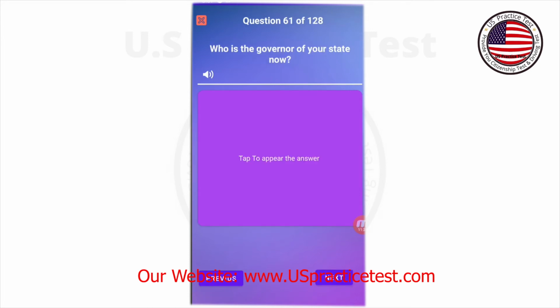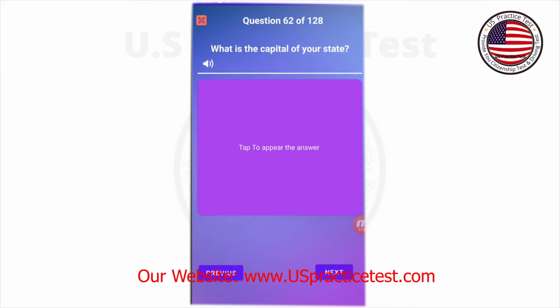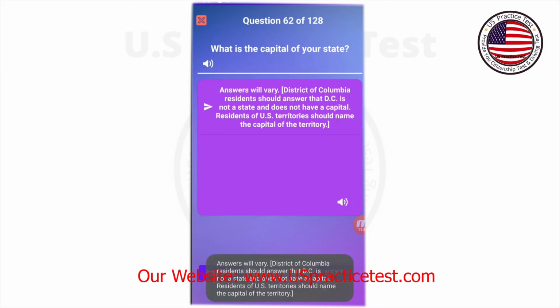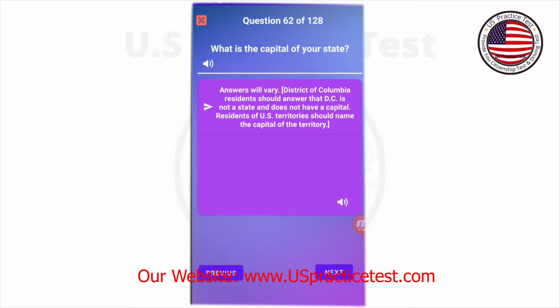Who is the governor of your state now? What is the capital of your state? Answers will vary. District of Columbia residents should answer that DC is not a state and does not have a capital. Residents of U.S. territories should name the capital of the territory.